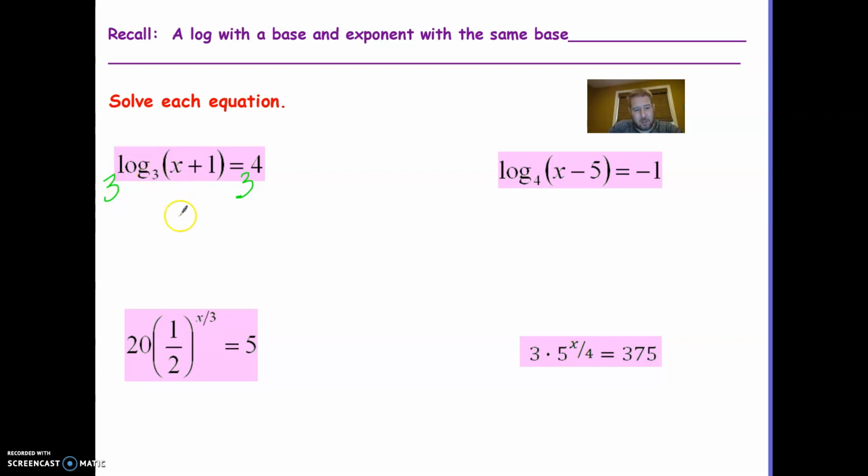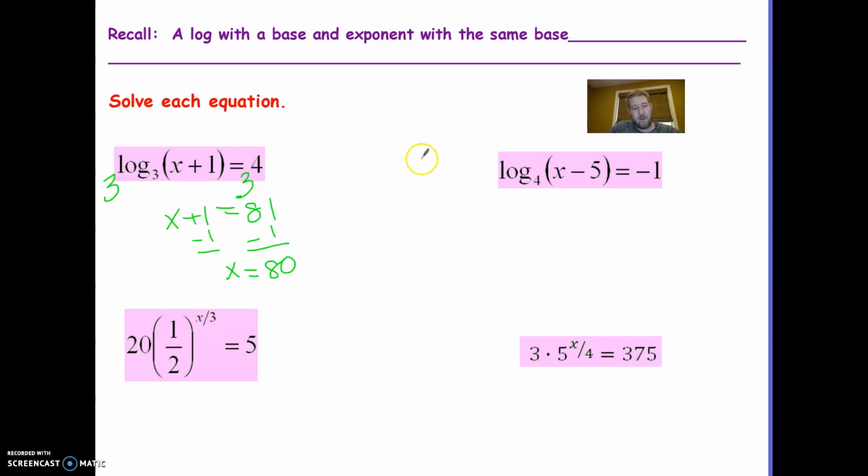So these basically cancel each other out. You're left with just x plus 1 equals 3 to the 4th power. Well, 3 to the 4th power, if I simplify that, 3, 9, 27 becomes 81. Subtract 1 from both sides, and you've got 80 as the answer.